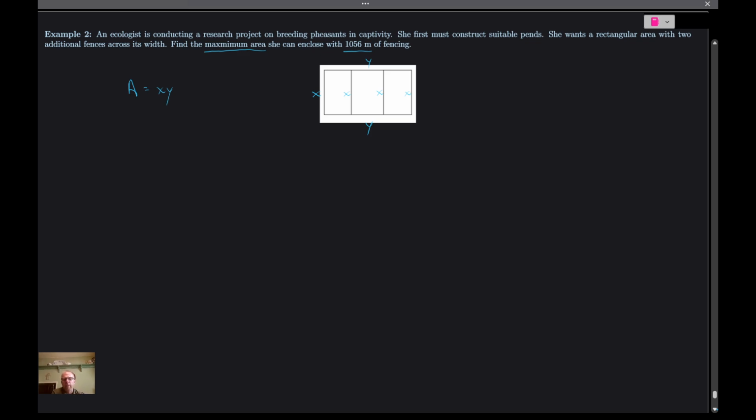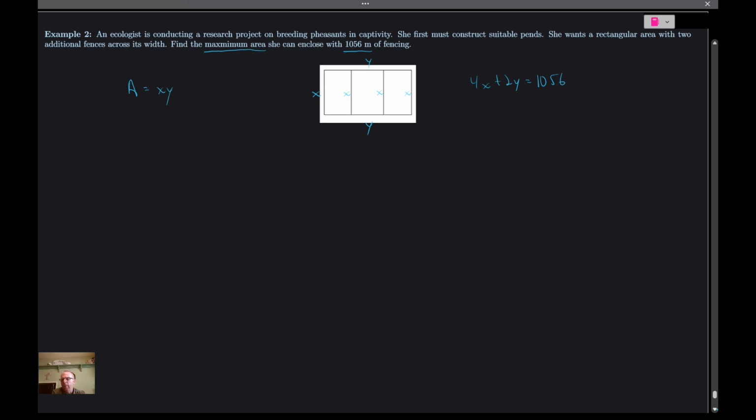So obviously, if we're just maximizing the product of two numbers, there's no maximum value because it'll just go forever. So we have this constraint. We only have so much fencing. So how much fencing do we have? We have 4 x lengths, 2 y lengths. So let's call this 4x plus 2y, and that's all our fencing. That equals 1,056.